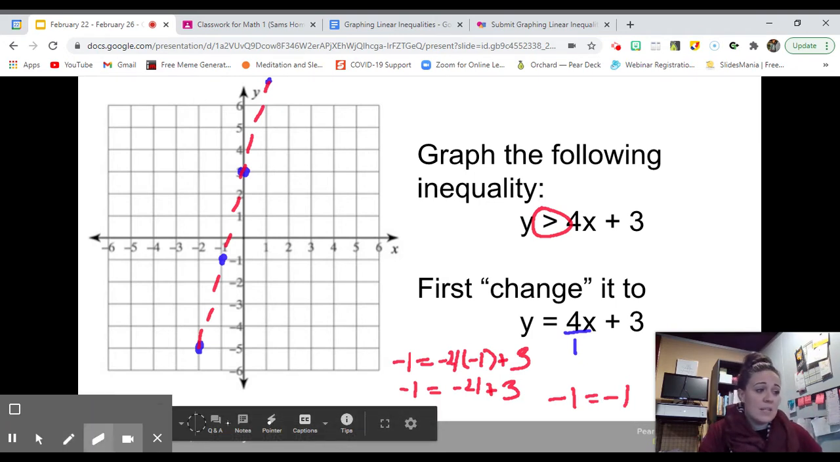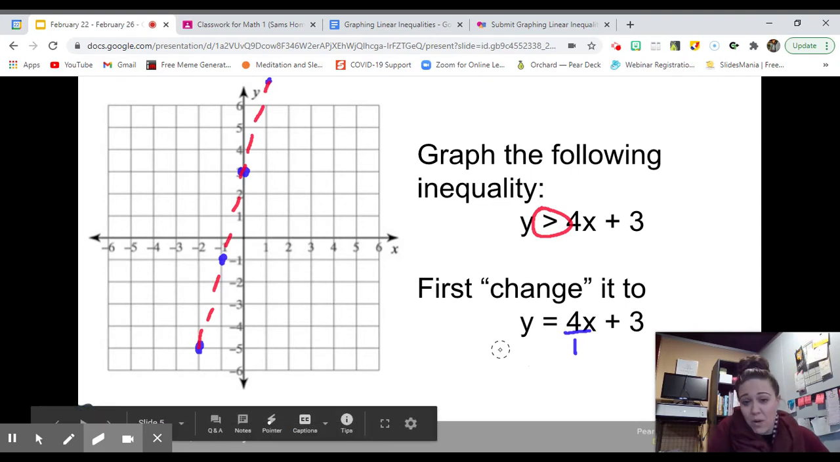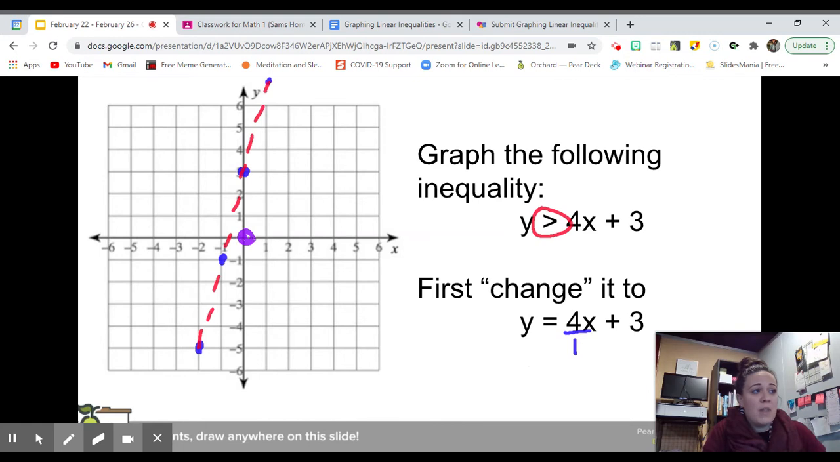Okay, the next part is my particular inequality does not have an equal sign. It has the greater than sign. Sorry, I had to look to see which one it was. It is greater than. So that means we can have multiple X and Y values that can make that statement true. So the most common point to choose is going to be 0, 0. Okay, I have to pick a point that is not graphed on the line.